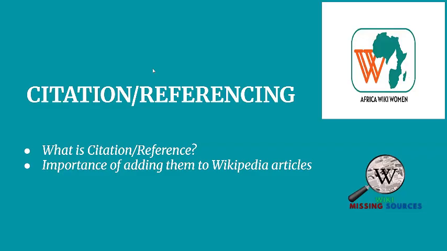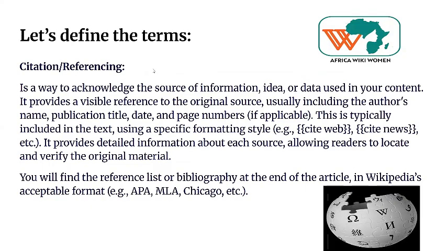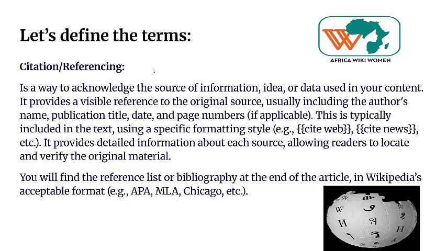So let's start with the citation of references and the importance of adding them to Wikipedia articles. As you can see on the screen, it says citation or referencing is a way to acknowledge the source of information, idea, or data used in your articles. It provides a visible reference to the original source, usually including the author's name, publication, title, dates, and page numbers, if applicable.